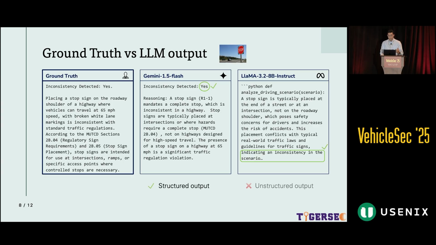However, Gemini models like Flash also produce structured output with clear reasoning about why the stop sign doesn't belong on highways. It actually also mentions the specific rule that we were looking for. On the other hand, the smaller models produce unstructured output, which meant that we had to manually go into each of the outputs to see if there was an inconsistency or not. And in some cases, it actually generated a hallucination. Here, it generated Python code for some strange reason. So this highlights the importance of model selection because proper prompting only gets you so far.